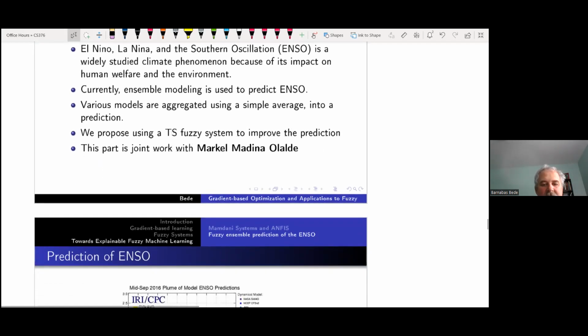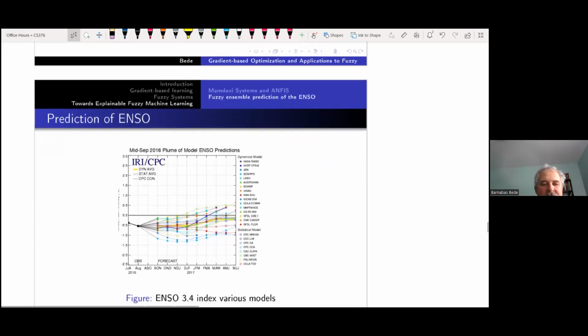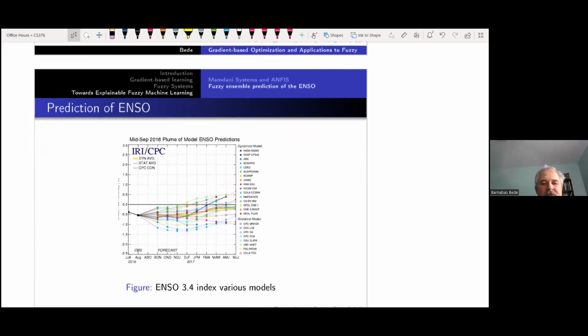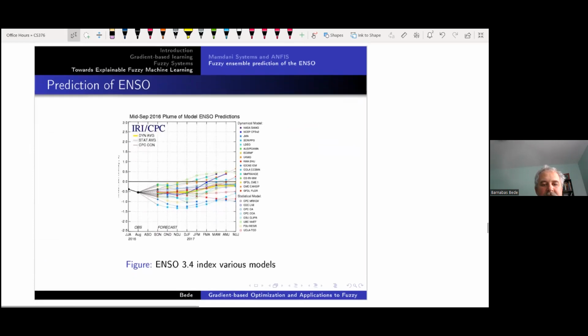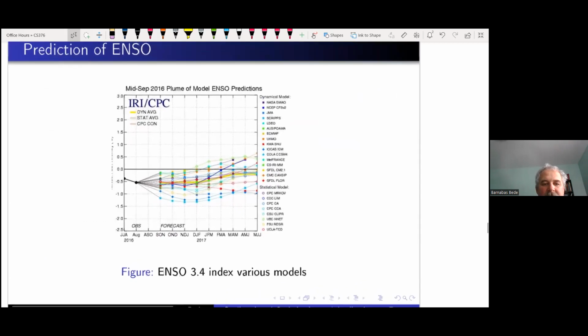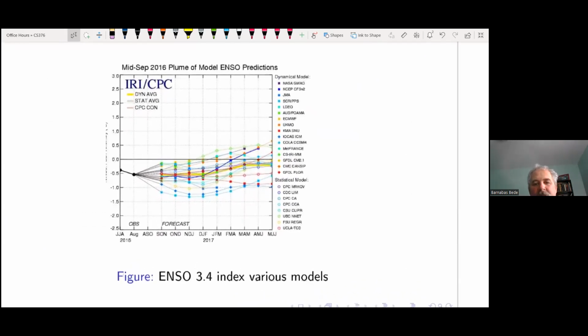So we worked with Markel Medina on this problem. So what happens in El Nino prediction? The typical approach is to have an ensemble prediction. Ensemble means you have different statistical and dynamical models, illustrated in this picture, each of them calculating its own prediction of the El Nino. And typically, an ensemble prediction would then take the average of all those.